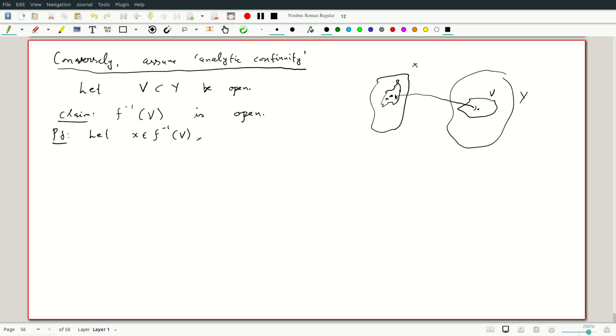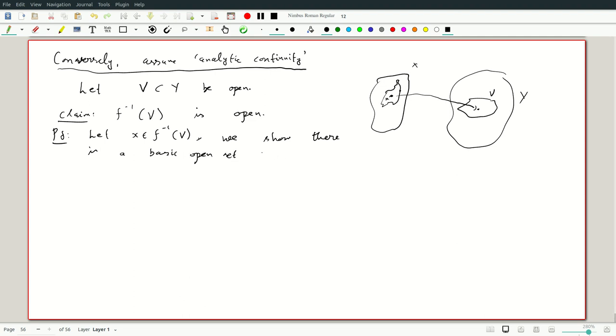What we will show is that there is a basic open set, in this case centered around x, which is contained in X and contained in f inverse of V. And since x is arbitrary, this will show that there is a basic open set.